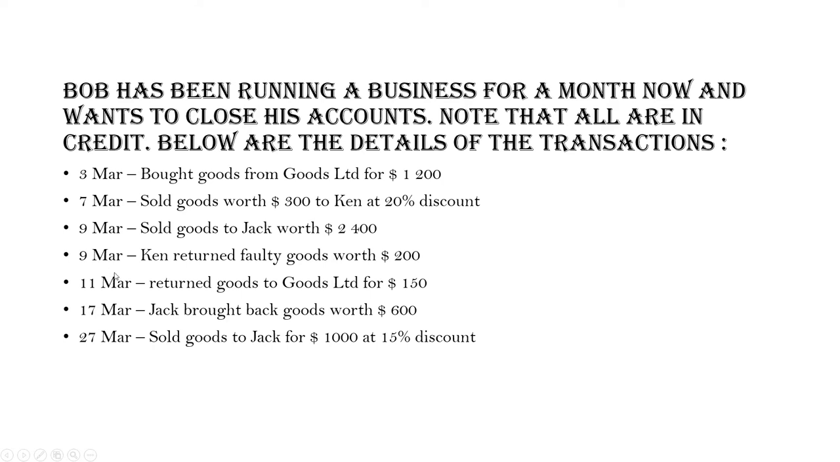Okay, 11th of March, we returned some goods. Well, because he returned the goods to us, right? It's broken, so we want to give it back to the person we bought it from. 17th March, Jack bought some goods. This should be bought. 27th March, we sold some to Jack.